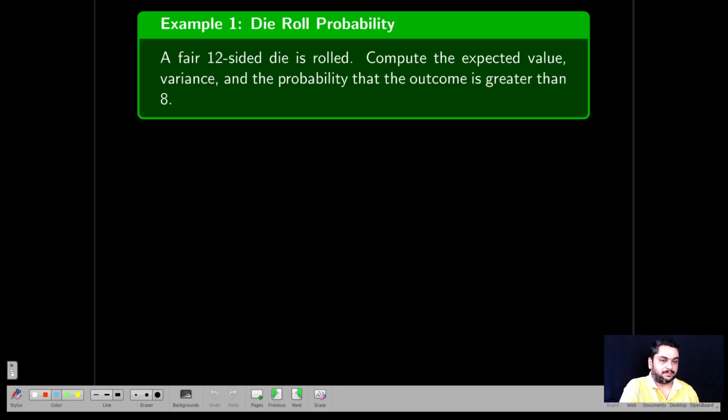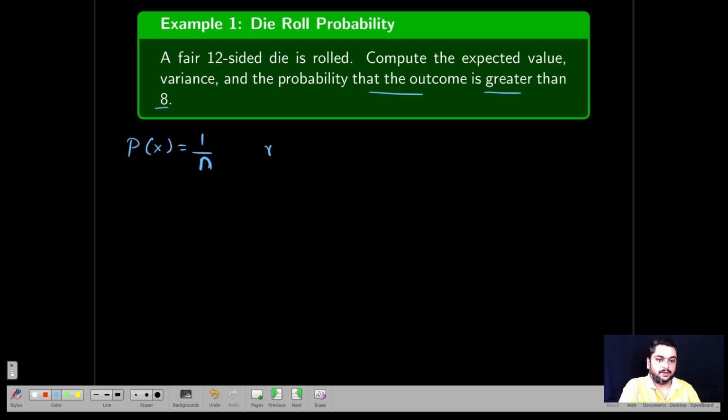Now we'll see some examples, and we'll understand. A fair 12-sided die is rolled. Compute the expected value, variance, and the probability that the outcome is greater than 8. So what is the probability value here? P of x is equal to 1 divided by n, because it is uniform.